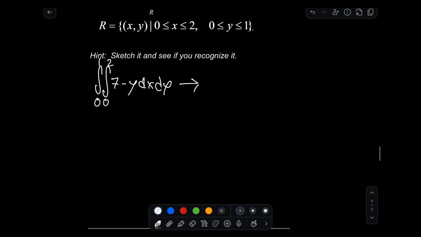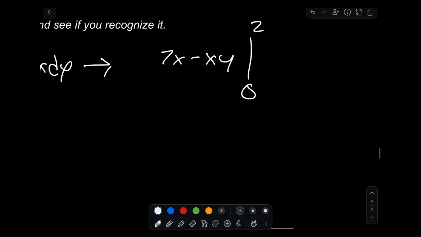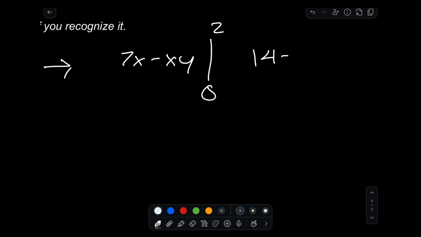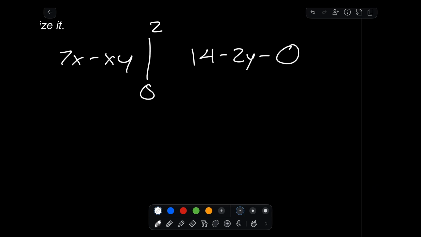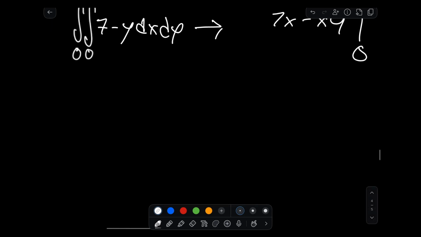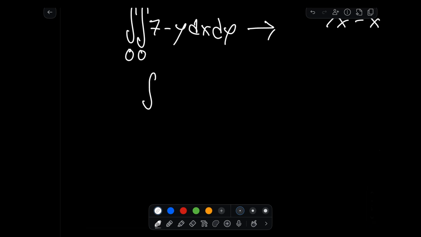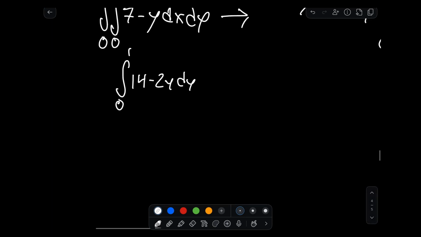The actual integration, we would get 7x minus xy evaluated from 0 to 2. And then you would get 14 minus 2y minus 0. So then you would get this, right? And then you would get the integral from 0 to 1 of 14 minus 2y dy. And this is just a very straightforward integration: 14y minus y squared.